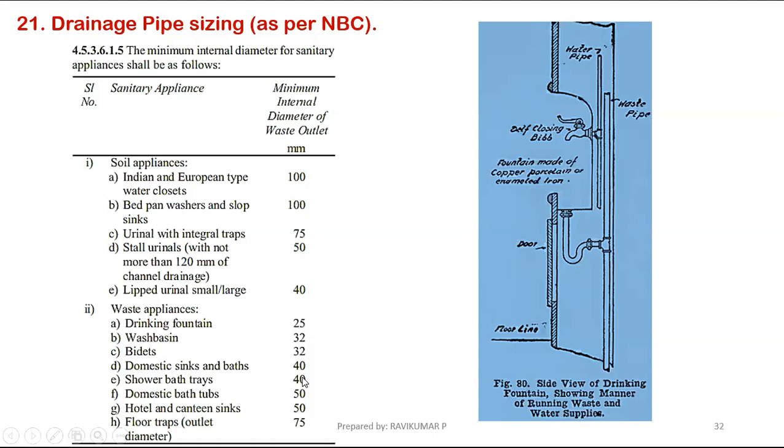Shower bath. Sometimes the shower tray type is also available. We have to install the tray type shower also. For that, we need to put a 40 mm outlet only. Domestic bathtub, the one we are using in our house also. For the bathtub, a 50 mm outlet will be there. Pantry and canteen sink, for pantry and canteen sink a 50 mm outlet will be there. For a domestic sink, 40 mm only. In our house, a 40 mm outlet only will be there. But in a hotel, 50 mm, one size higher.